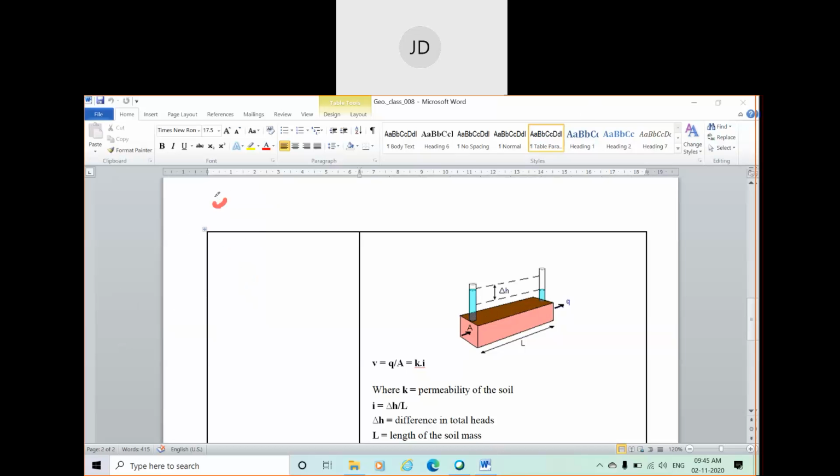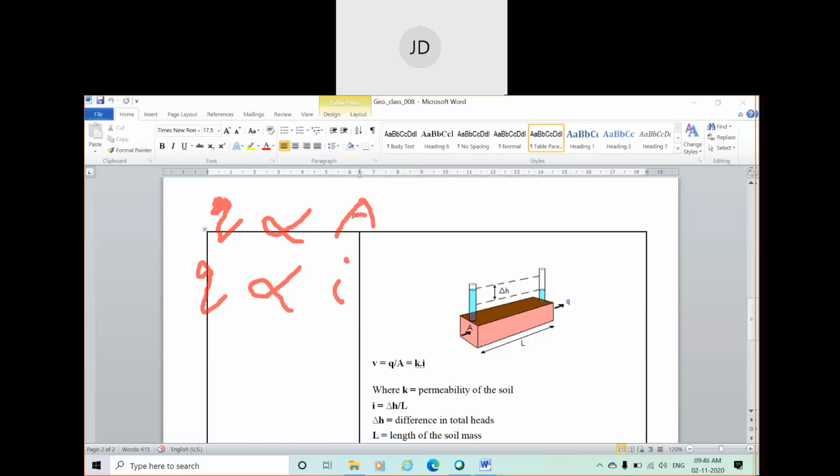I'll draw one small Q. It is not clear, but suppose this is the rate of flow. It is proportional to the cross-sectional area of the soil, and also proportional to the hydraulic gradient. As per Darcy's law, discharge or rate of flow is proportional to the cross-sectional area of the soil, and also to the hydraulic gradient.